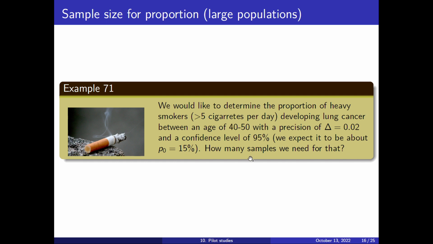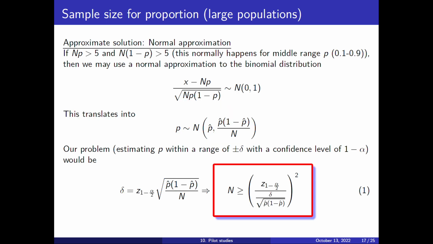How many samples do you need for that? So if this is the central value, with this precision you want to have, loosely speaking, plus minus 2%. Okay, so we will use the normal approximation that is valid when n times p is larger than 5 and n times (1 minus p) is larger than 5, and then this statistic is distributed as a Gaussian (0, 1). From this knowledge, you can construct your equation for the sample size based on the limits of the confidence interval.